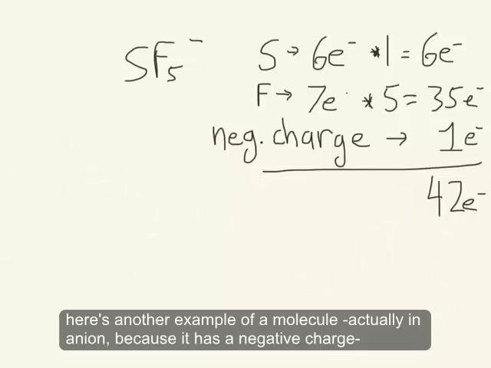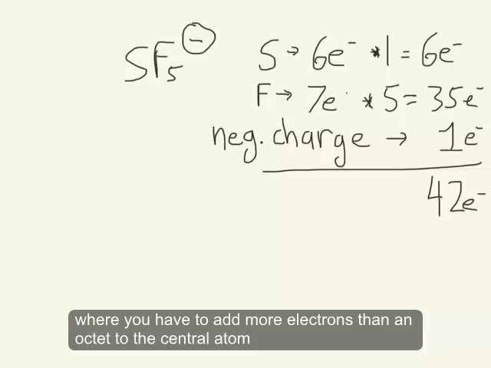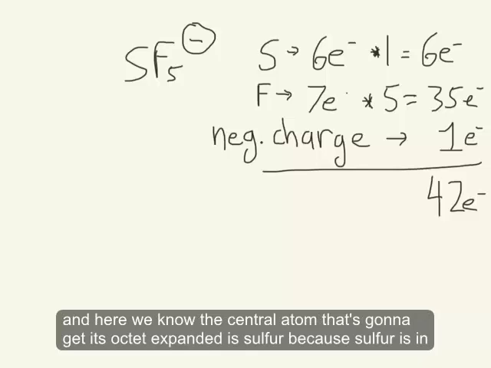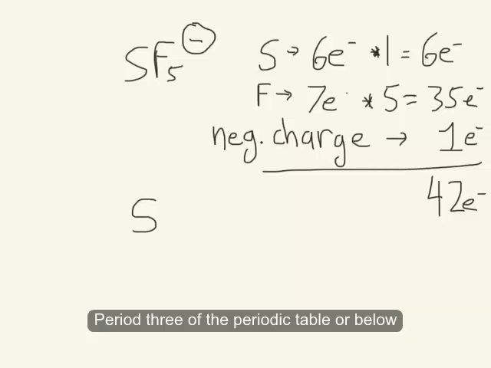Here's another example of a molecule, actually an anion, because it has a negative charge, where you have to add more electrons than an octet to the central atom. And here we know the central atom that's going to get its octet expanded is sulfur, because sulfur is in period 3 of the periodic table or below.